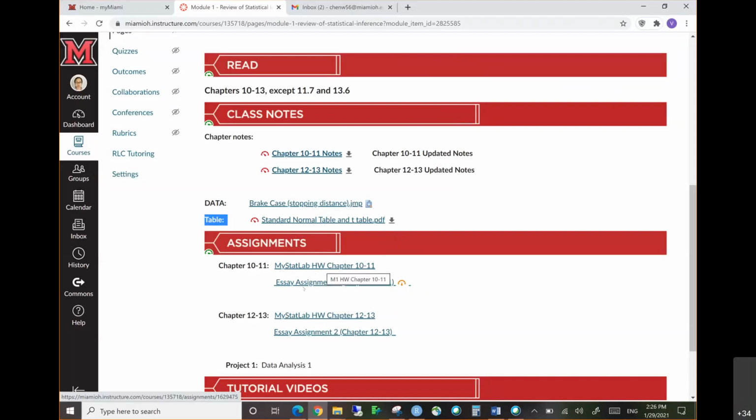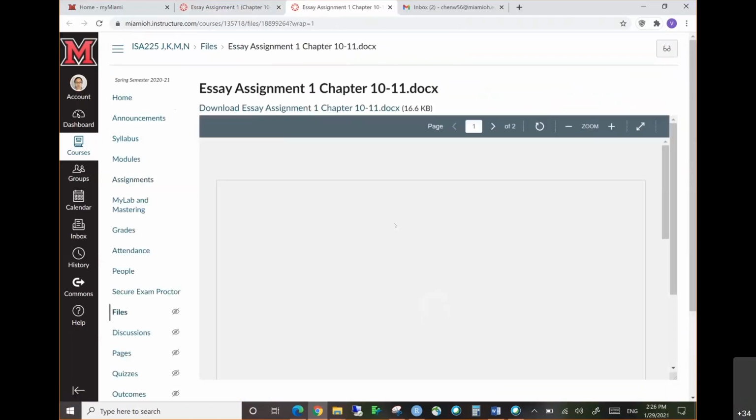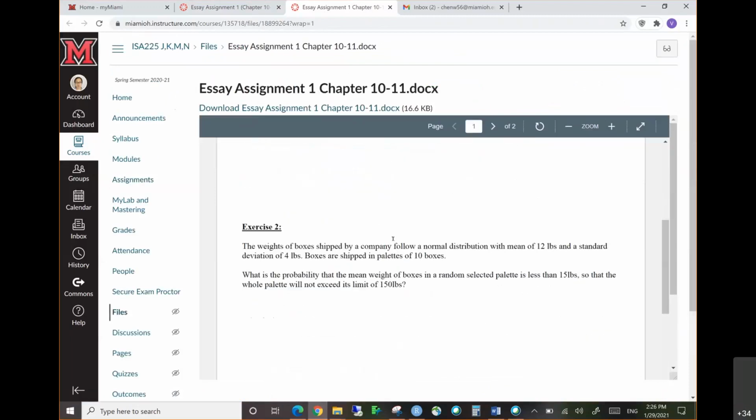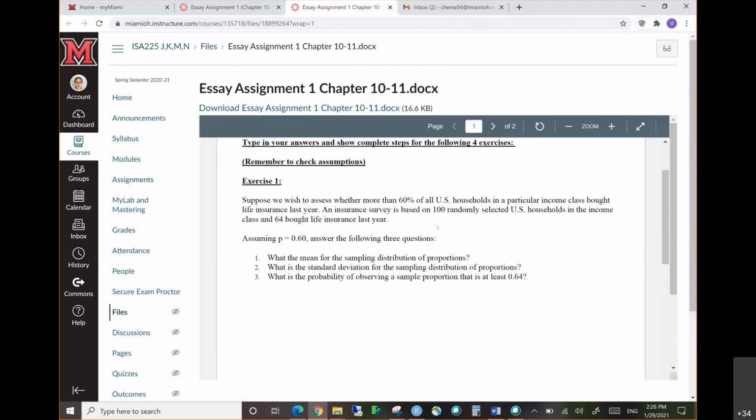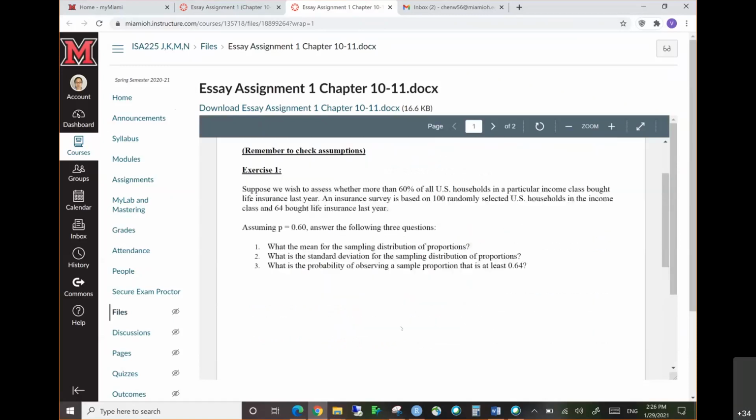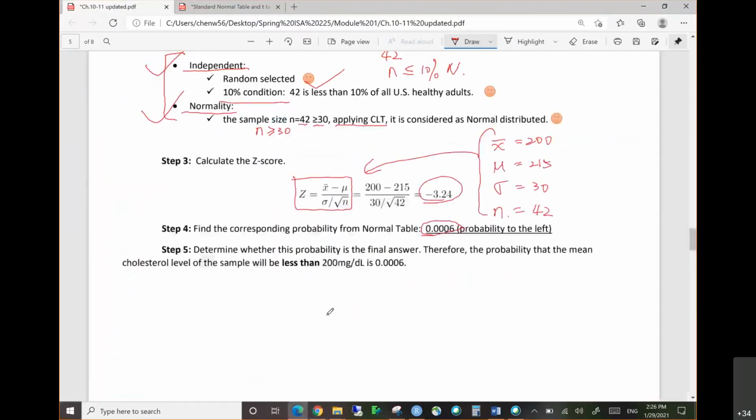But for today, until next Wednesday, I want you to complete the essay assignment 1 for the first part. You don't need to submit your assignment, just try to complete the first 2 exercises because you still have the fresh memory. So the first one is about the proportion, the second one about the mean. Try to follow the steps to complete these 2. And here I will state my requirements, how you can write on the word.